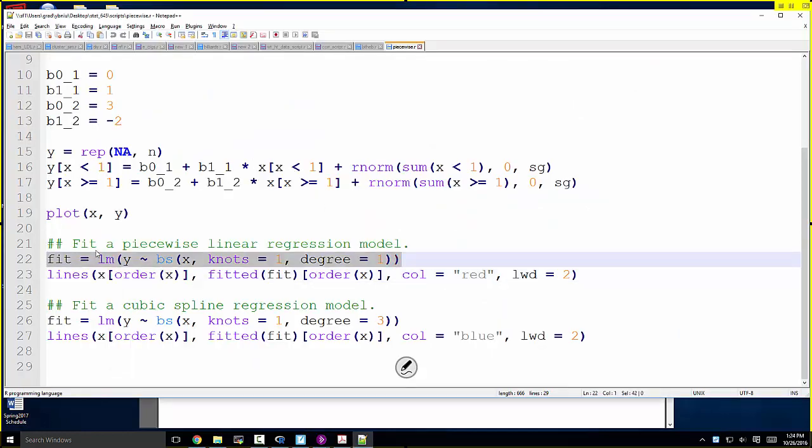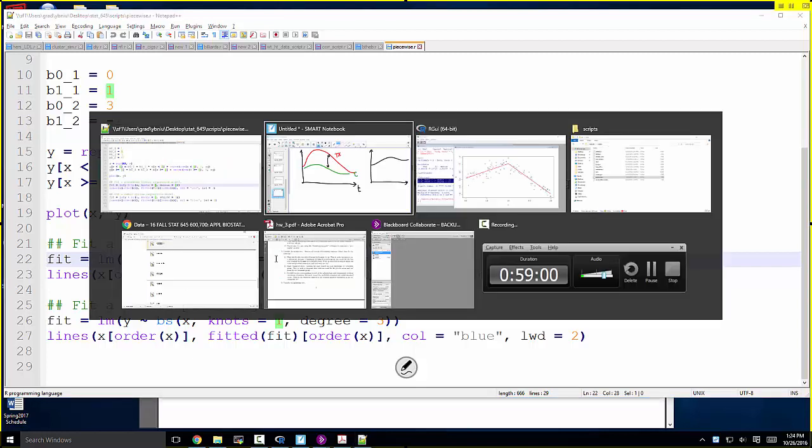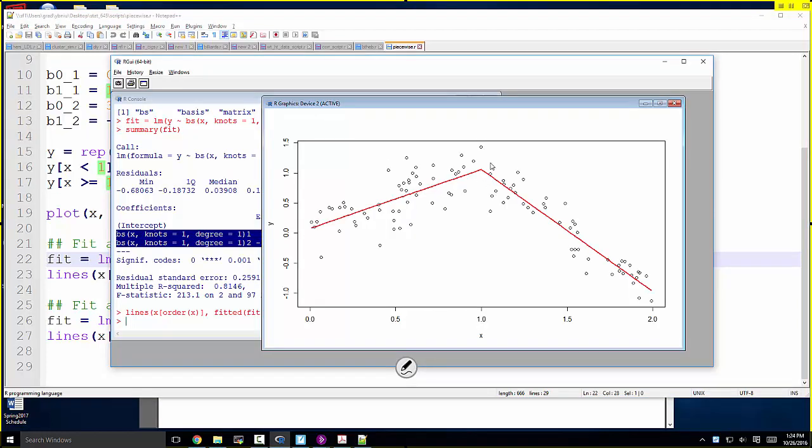This right here does a piecewise linear fit. I said use 1 knot. By default, it's going to find the best place to put the knot, and it was right there in the middle. And then degree 1 means do lines in the different regions that are defined by that knot, with the restriction that they connect in the middle.